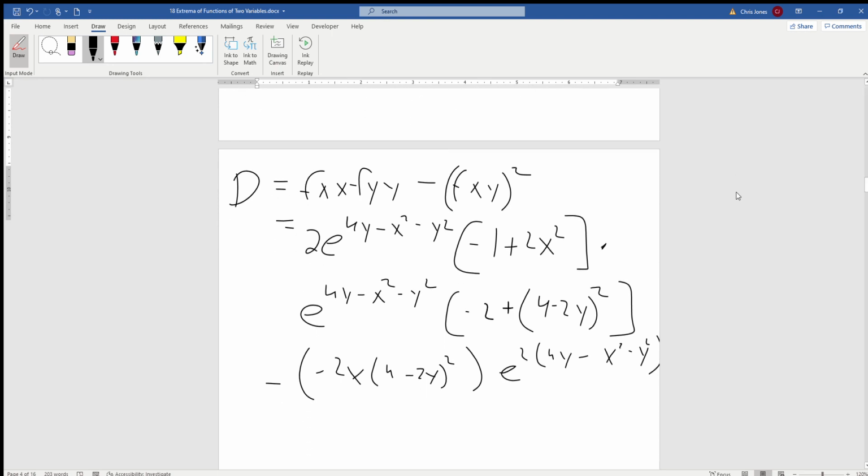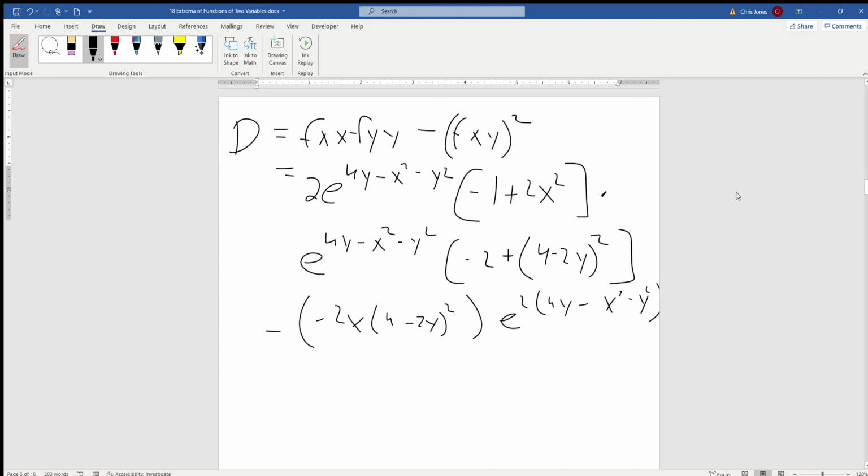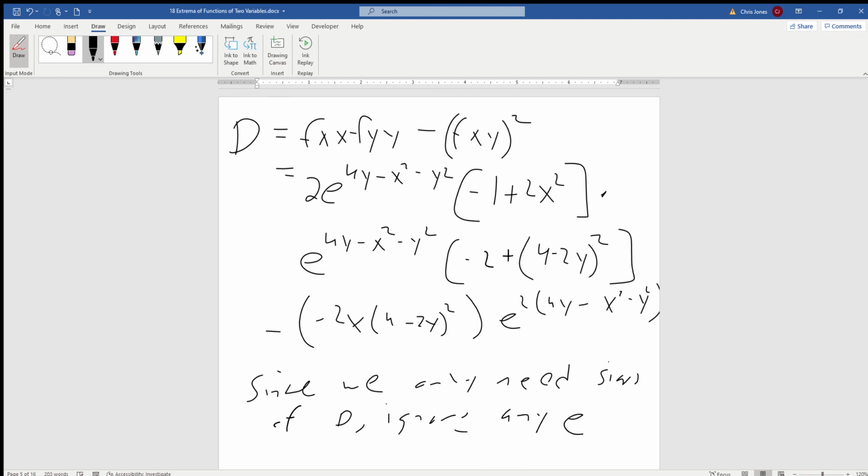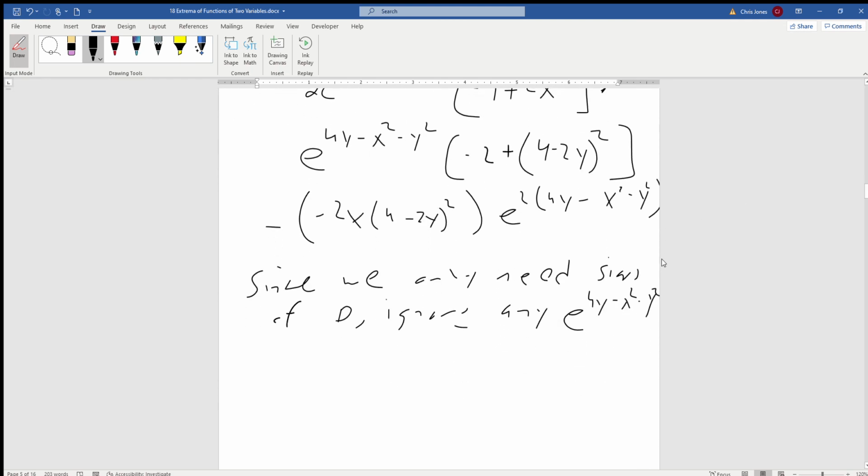But let's think about what we're really trying to do. Do we need the actual value of d, or do we need the sign of d? And do we need the sign of fxx? And we need the sign of fyy? Well, of course, we only need the signs. So since we only need the sign of d, then we can ignore any factor of e to the 4y minus x squared minus y squared, because we know that that number is always going to be greater than 0.